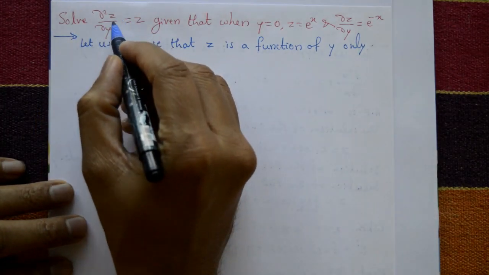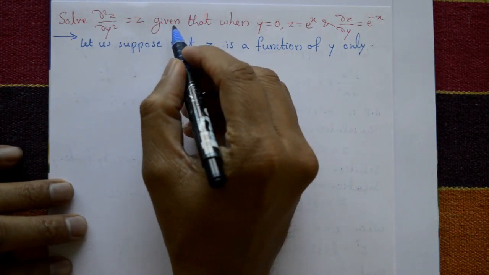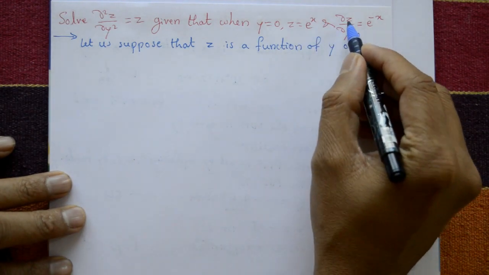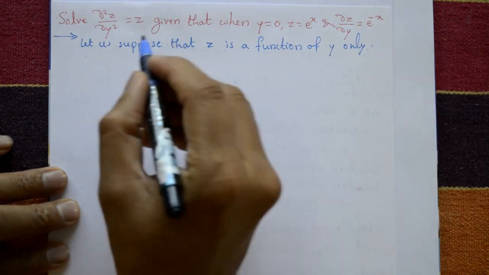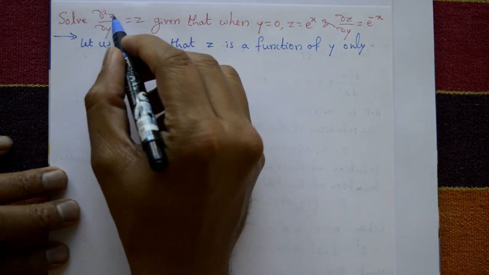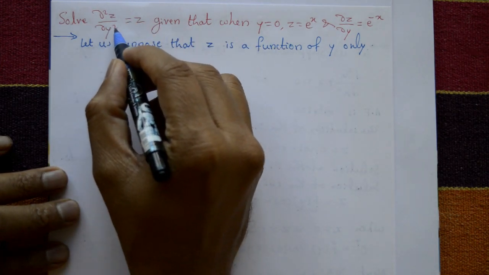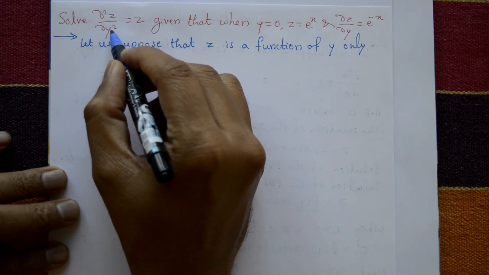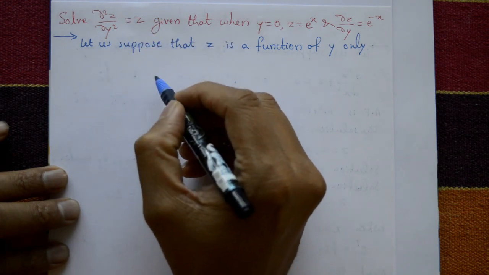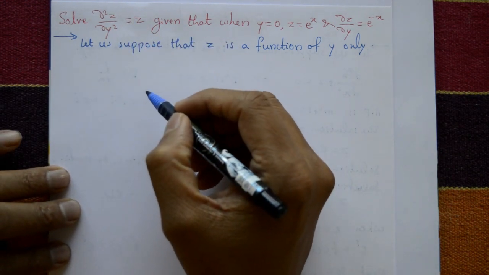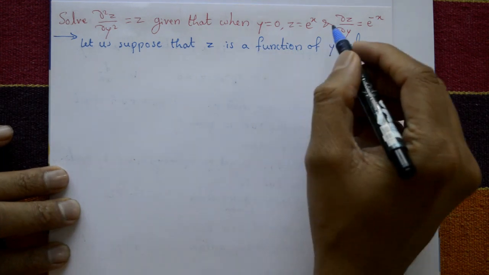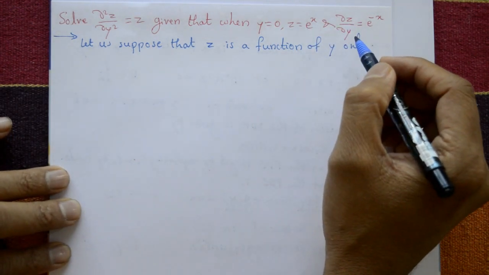Solve ∂²z/∂y² = z, given that when y = 0, z = e^x and ∂z/∂y = e^(-x). Let us differentiate z with respect to y only, a single independent variable. First the PDE is converted into an ODE, find the roots, write the complementary function, convert back into a PDE, use the conditions, and we get the solution.